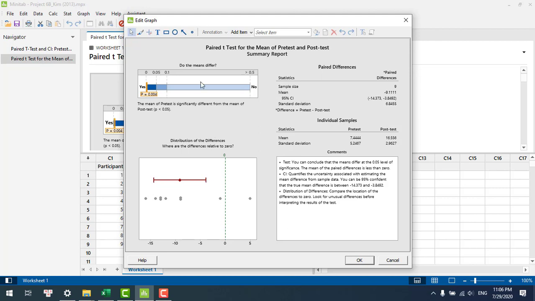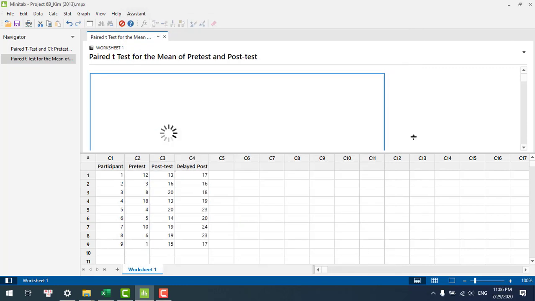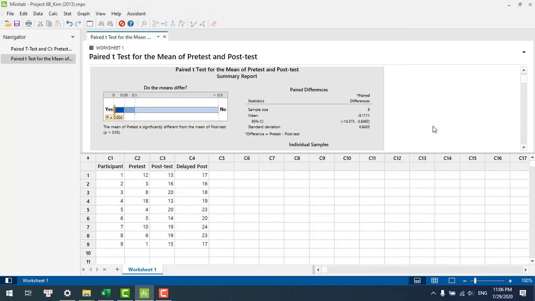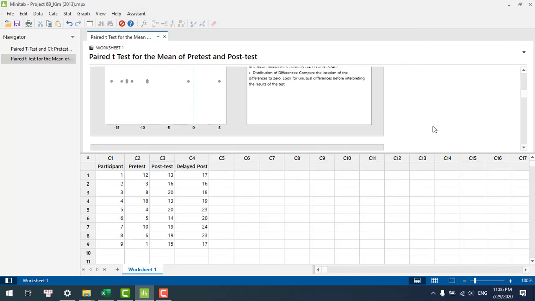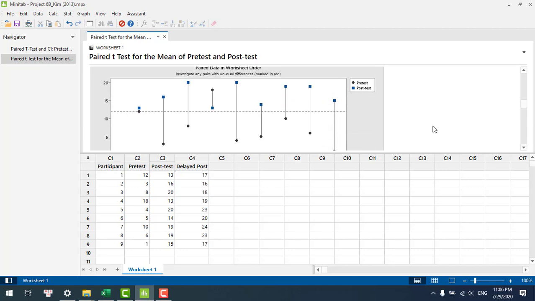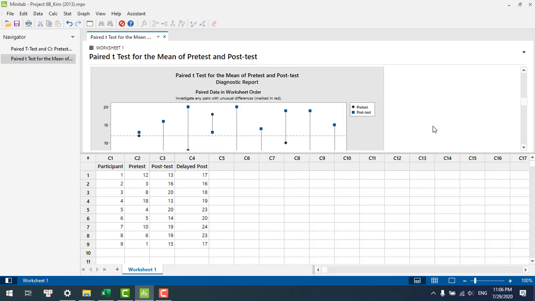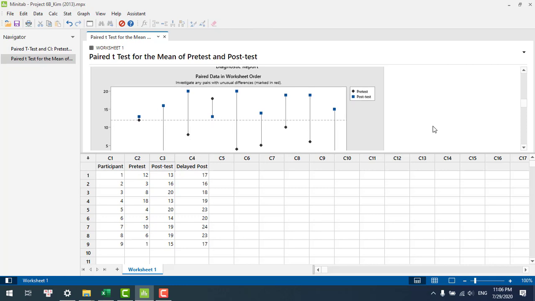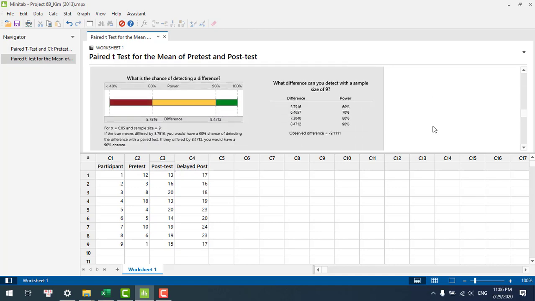Okay, so notice that the p-value and the distribution of the difference here that does not go through 0 both tell us that we have to reject the null hypothesis. Let's see what else the assistant tells us. So here we have the diagnostic report. We can see that we don't have any outliers, so we're fine.